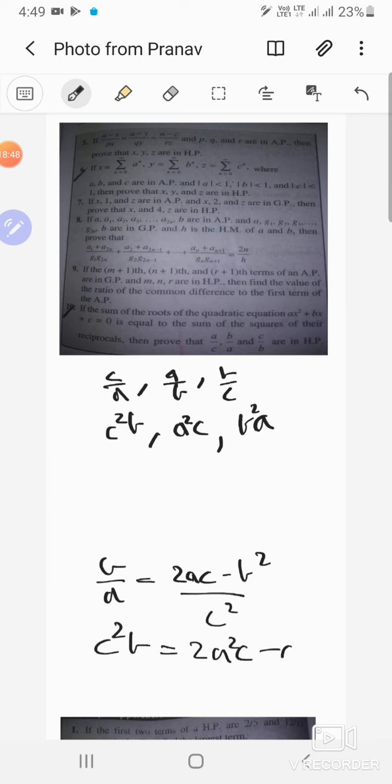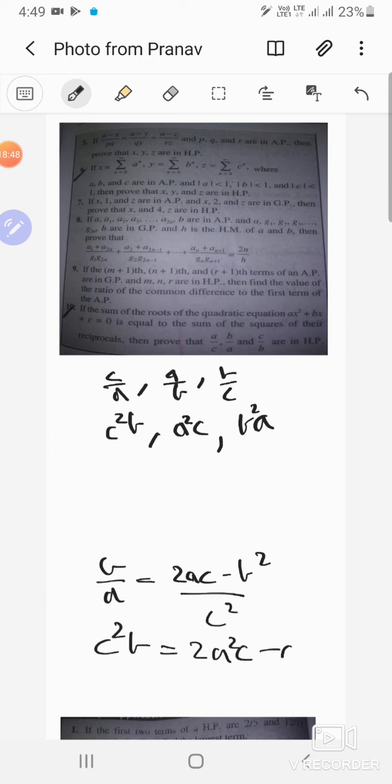Fine. So now we have to prove that these are in a harmonic progression, which means that the reciprocals are in arithmetic progression. So c upon a, a upon b, and b upon c, these are supposed to be in an arithmetic progression. Fine. Now I can just multiply by abc, sorry, that will give me c squared b, and then a squared c, and then let's say b squared a. These are supposed to be in arithmetic progression.